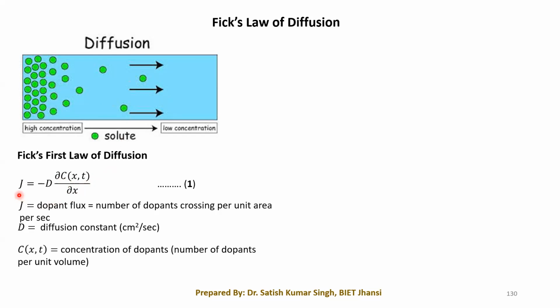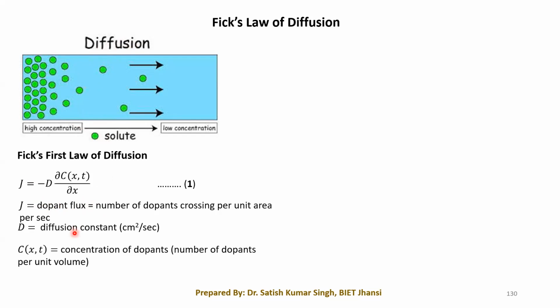Now what is J? J is our dopant flux, defined as the number of dopants crossing per unit area per second. If we assume an imaginary plane, then due to a certain concentration gradient, when the dopants flow, there will be a certain rate at which the dopant atoms cross this particular plane. So this is our dopant flux.